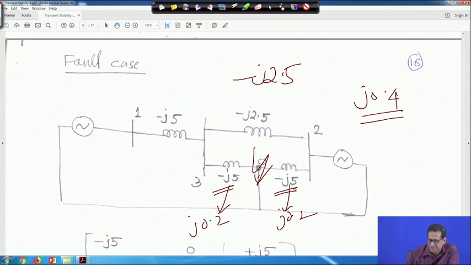Based on this, we have to find out the first 3 by 3 matrix during the fault case, then again we will reduce it to 2 by 2 because we have two machines. So, thank you very much, we will be back again to solve this.